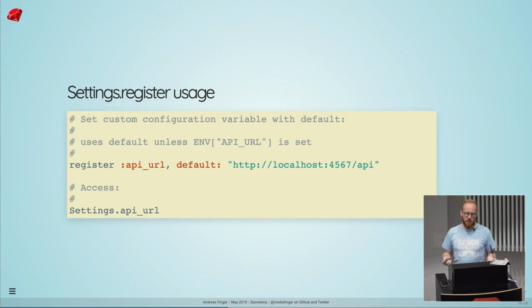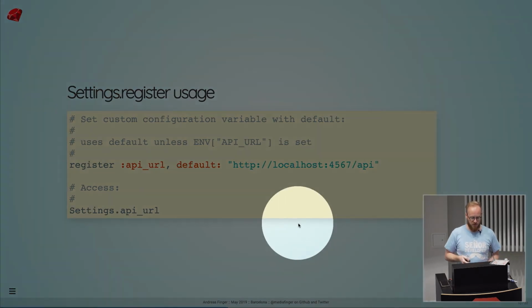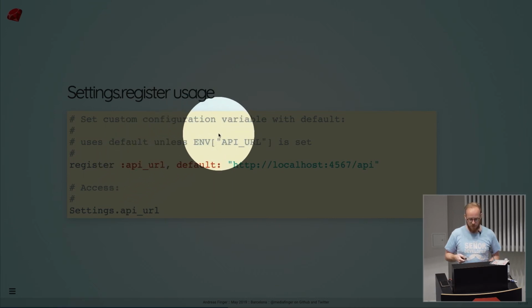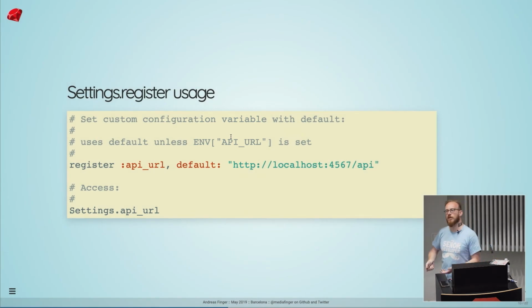How do you use that one? Very simple. In the same class as we define those methods, we just call register, the name, API URL. So it will look for an environment variable called API URL. If it finds one, it will use its value. If it doesn't find it, it will use the default we can pass.